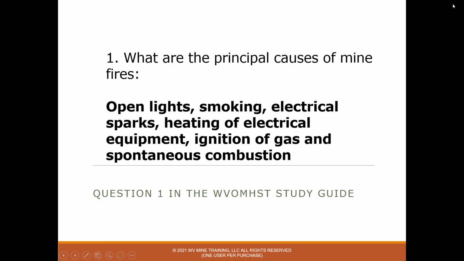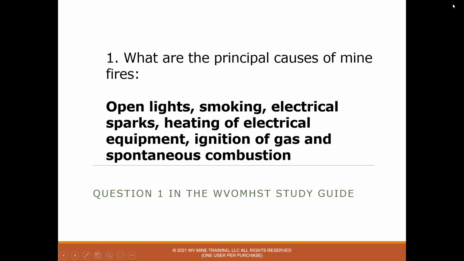Question 1, what are the principal causes of mine fires? And the answer is open lights, smoking, electrical sparks, heating of electrical equipment, ignition of gas, and spontaneous combustion. So I think everything there is pretty clear, and we can all understand how they could cause a mine fire.